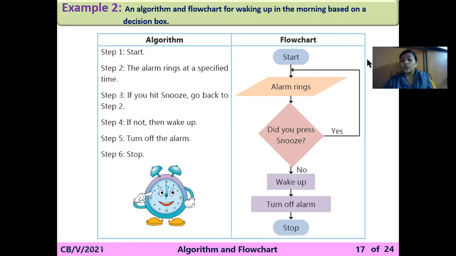Then second, if you don't press the snooze, then you have to wake up, which means it's a process. अगर अलार्म बजता है तो आपको उठना पड़ेगा. फिर आपको अलार्म को टर्न ऑफ करना पड़ेगा. There will be a symbol, a parallelogram, for turn off the alarm. And lastly, there will be a stop. So this is the second example of a flow chart.